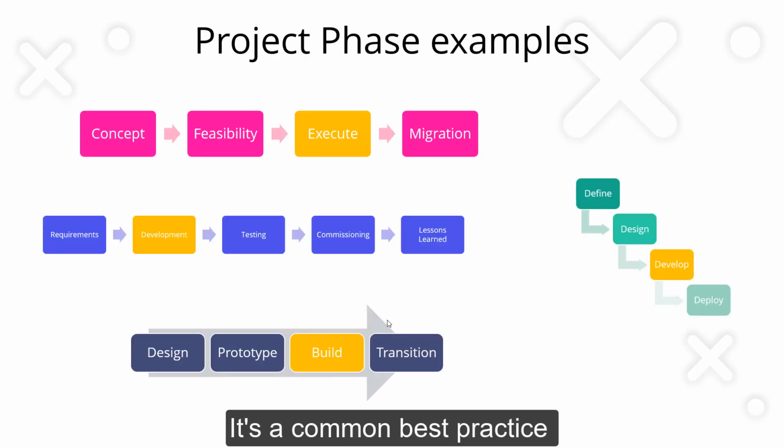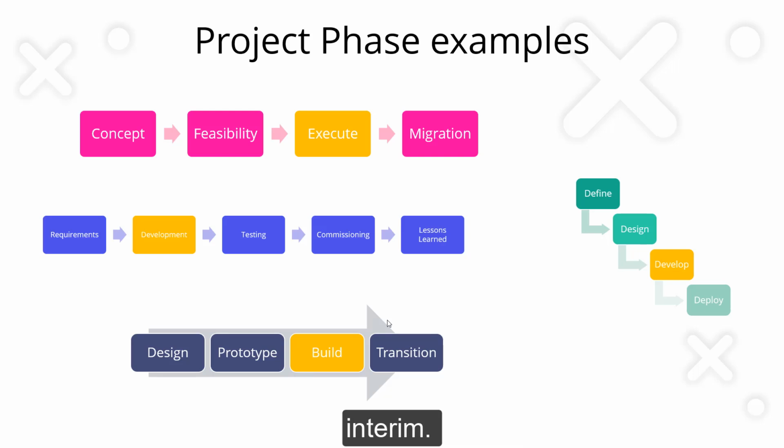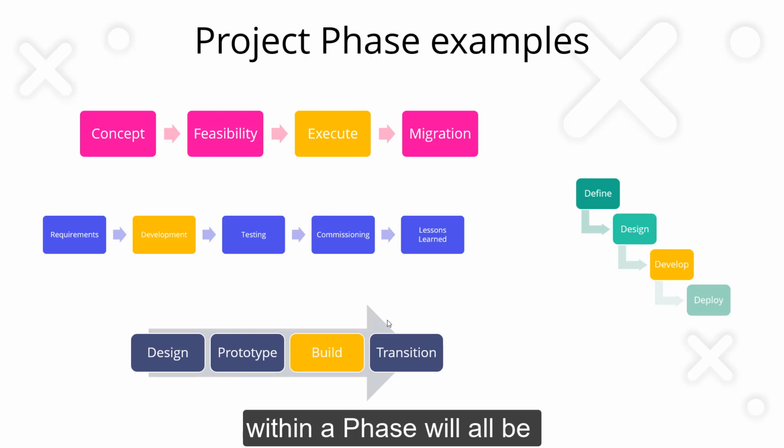It's a common best practice to break up a large project into smaller, manageable chunks called phases. A thumb rule is that every phase should have at least one deliverable. This deliverable can be anything, either customer-facing or internal or interim. Naturally, the activities within a phase will all be related.